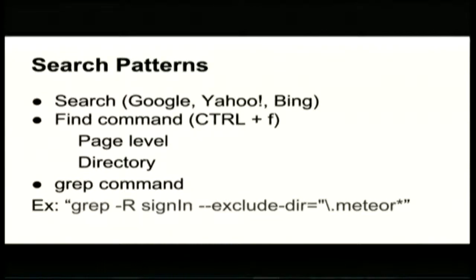And this is just kind of like a generic search pattern when you're problem solving and learning how to code in Meteor, which is getting really good at find. Find at the page level, find at the directory level. In Unix, you would use a grep command and exclude the .meteor folder.